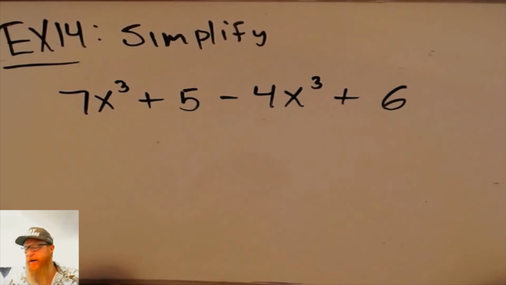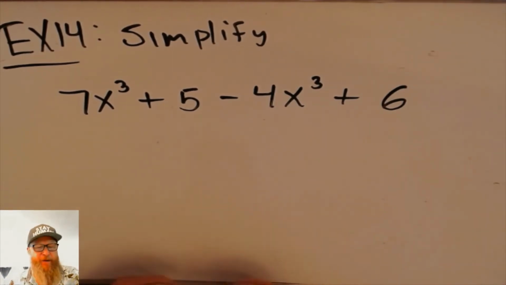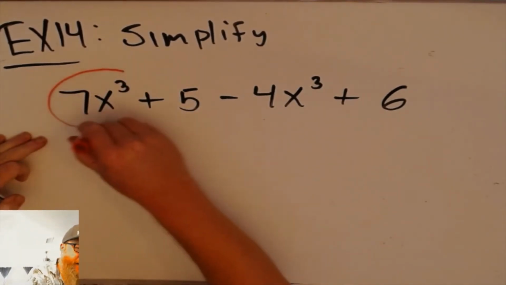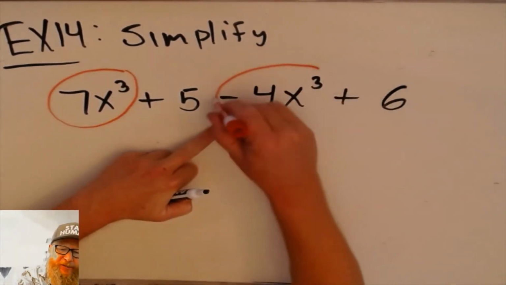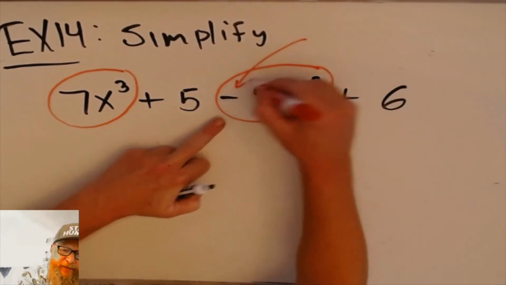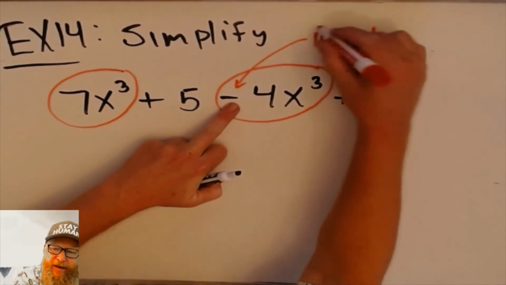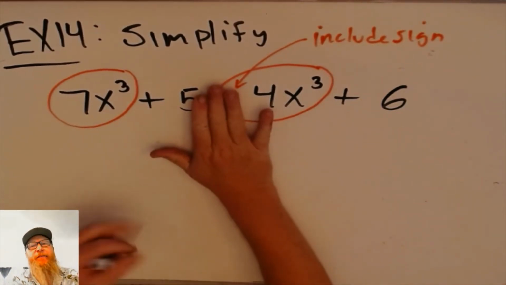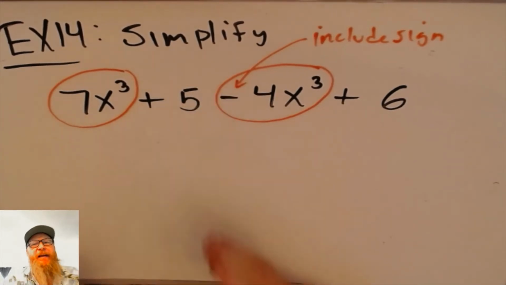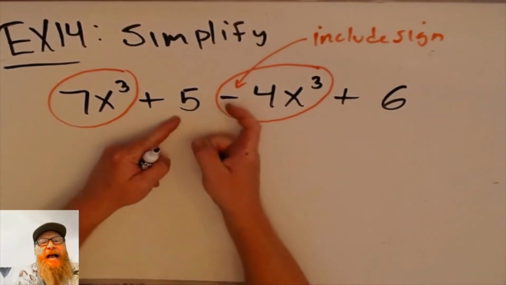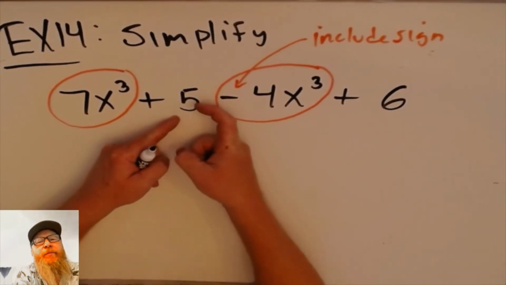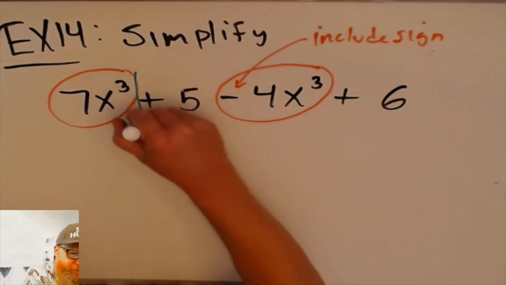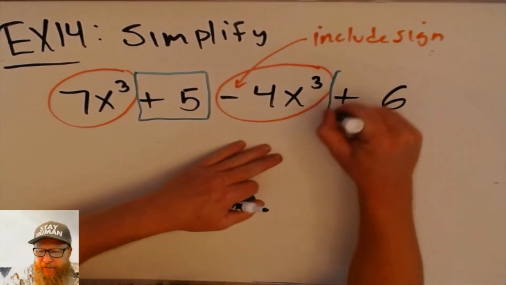Okay, let's simplify this. Now here's something I want to make very clear. When you combine the like terms, include the sign to the left. I don't want you to accidentally think of that as being a 4 by just chopping off the negative sign. I have seen students accidentally apply the negative to the number, to the 5 here. The 5 is positive, and the 6 over here is positive.